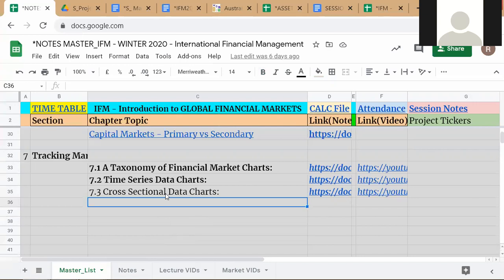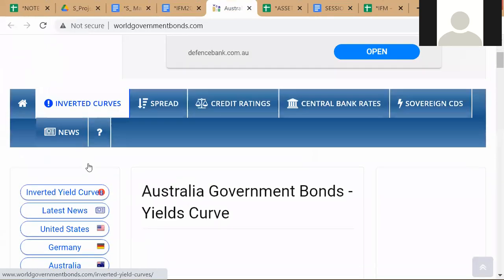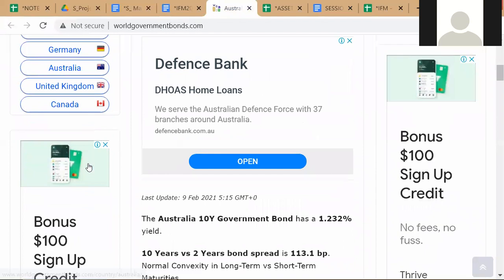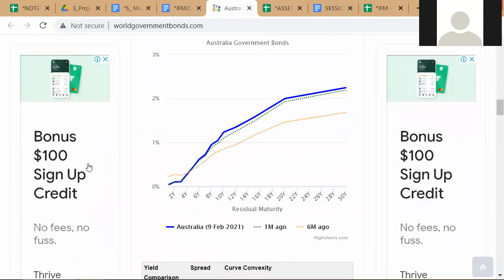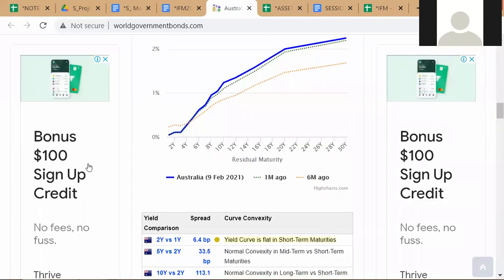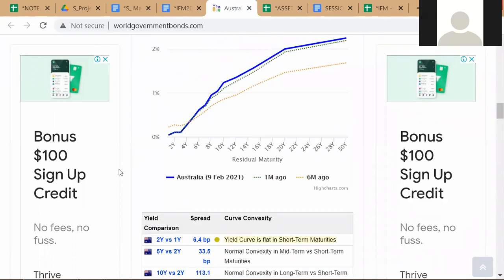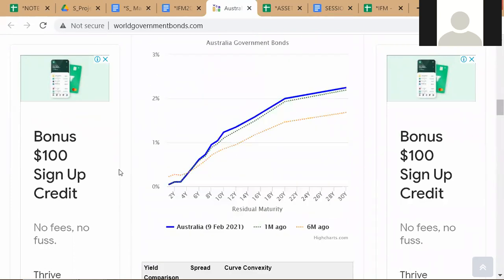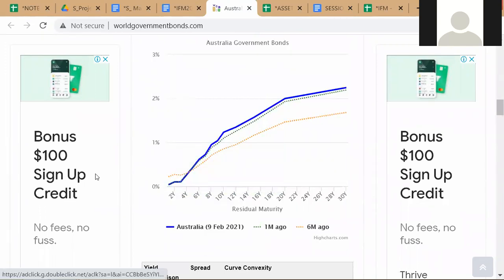So the yield curve that is talked about here is an example of a cross-sectional data chart. A cross-sectional data chart is very simple. Have they changed the format here? Yeah, no, they've got the yield curve still. Okay, so this is a yield curve. So they've given some discussions here. All right. So here, just look at this.